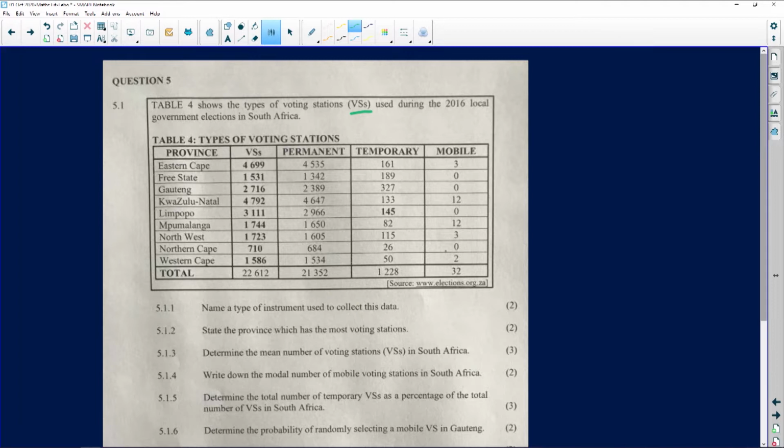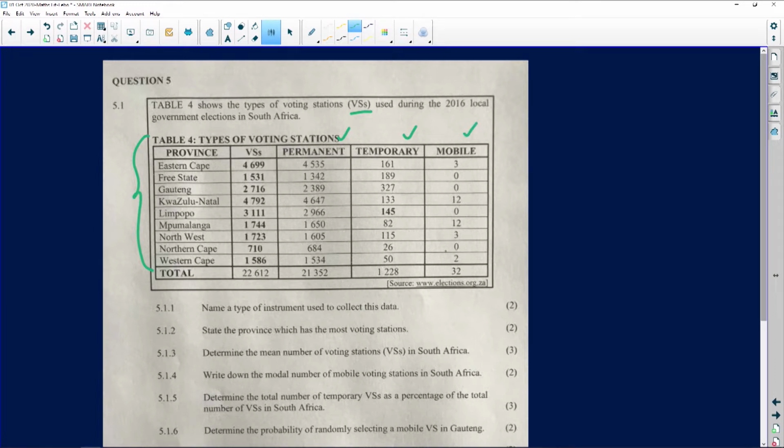We've got the provinces going on the side over there. Lots of data happening. And then it says to us the voting stations, and it's got the number of voting stations per province, basically. So those are not the number of people that voted. Those are the voting stations. And then we have permanent voting stations, temporary voting stations, and mobile voting stations.